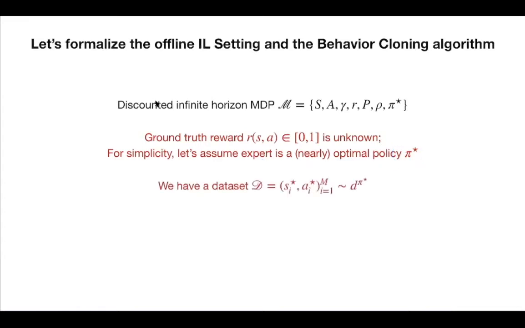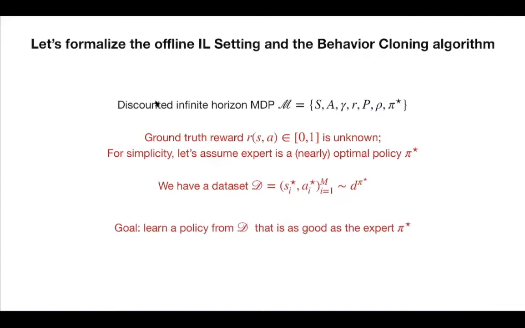All right, so we have a data set here, which is in the form of state action pairs, where the state is sampled from the expert policy. Sorry about that. This should be initial distribution mu. So the state is sampled from the expert state distribution, and the action is sampled from the expert policy. All right, so this is our data set.